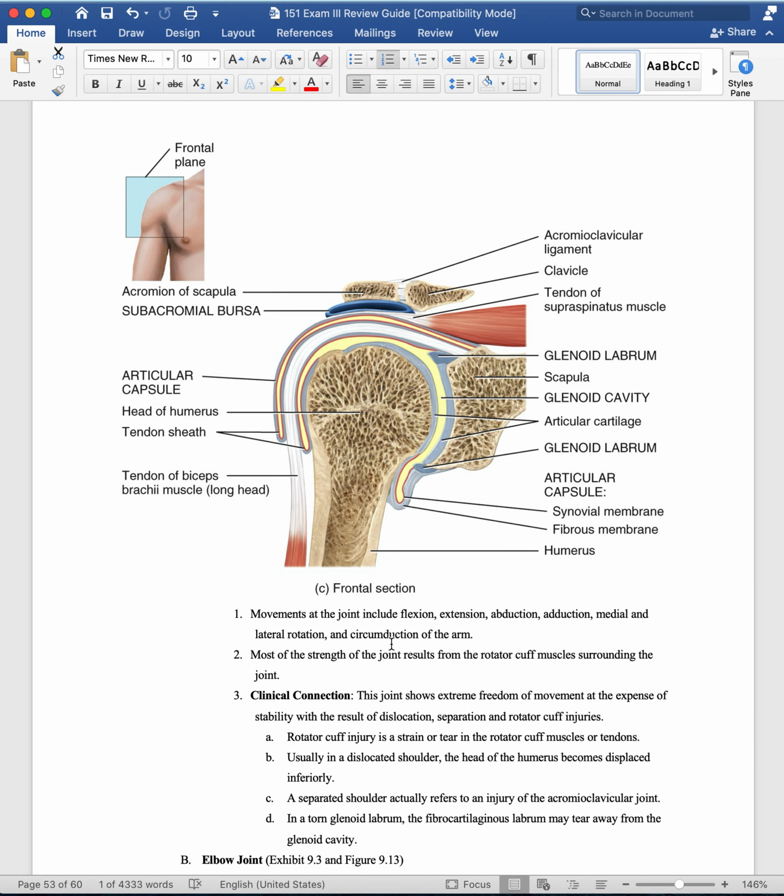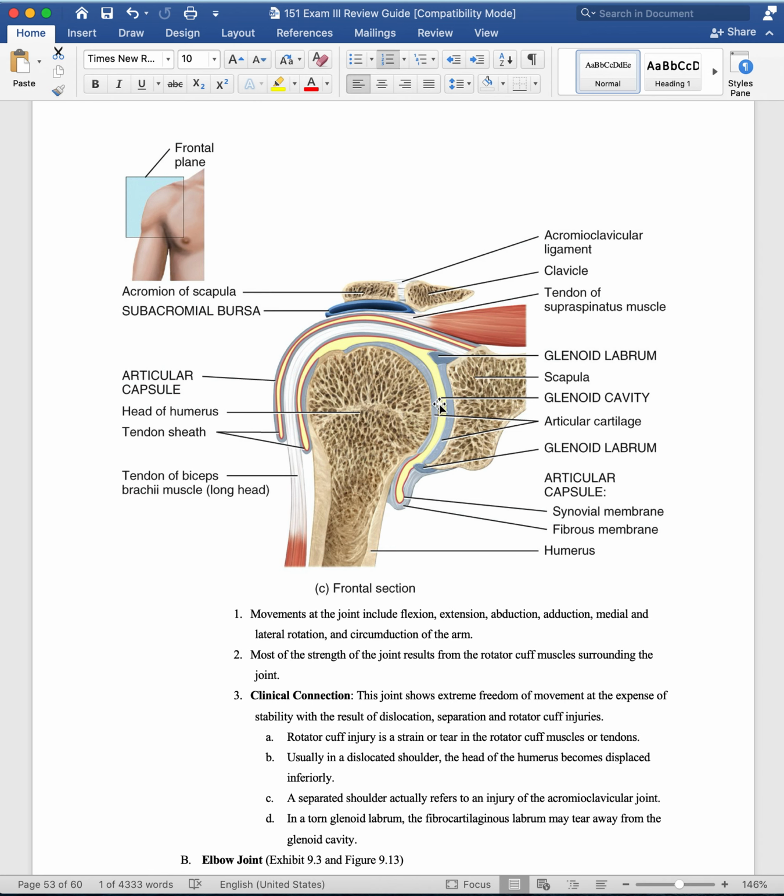Okay, so again, all kind of the same stuff, except now we're looking at a frontal plane. Here we have the acromion of the scapula, the clavicle. Here's the connection of the acromioclavicular ligament underneath that subacromial bursa. Here's the tendon of the supraspinatus muscle. Here's the supraspinatus muscle. This is the glenoid cavity right in here.